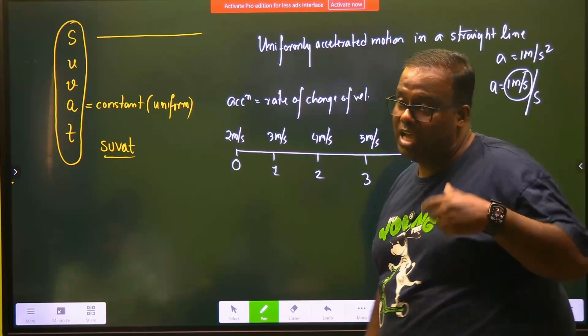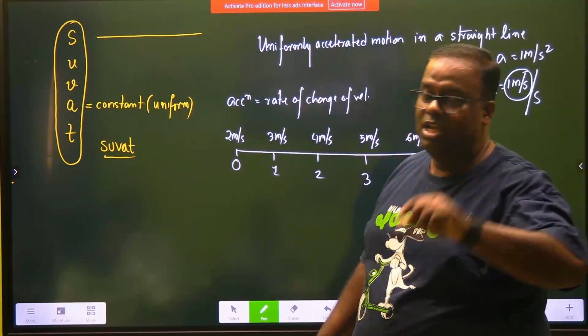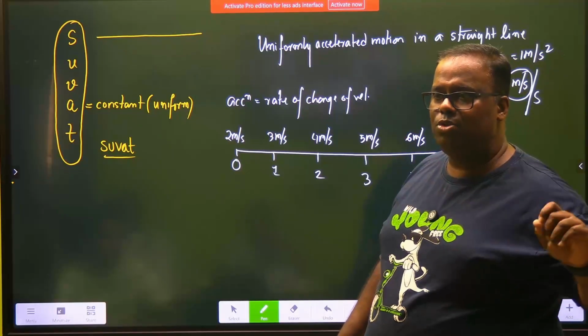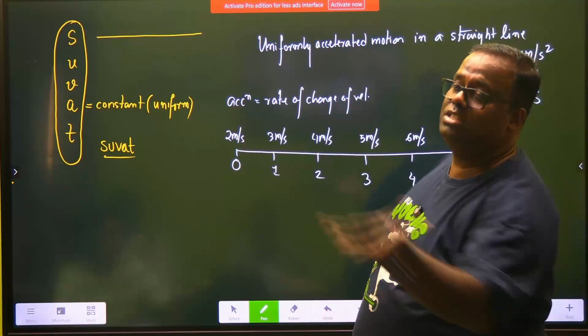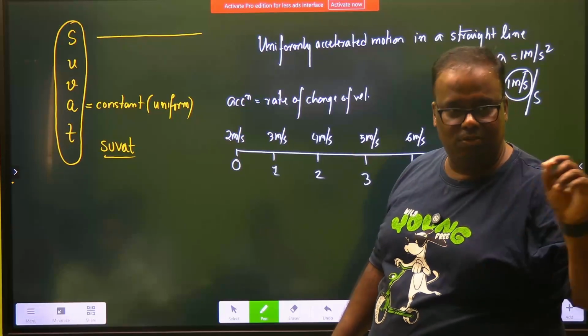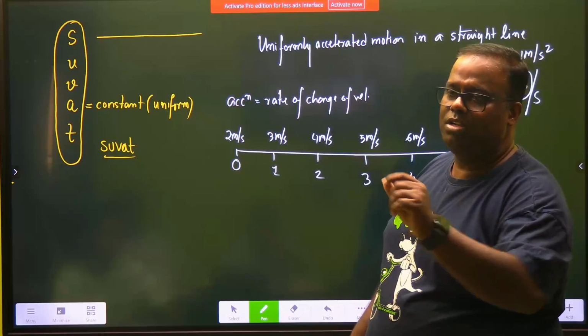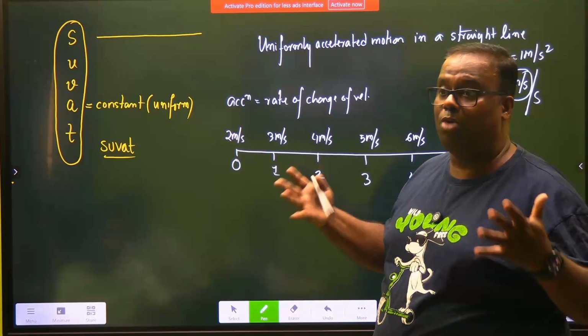If you see ads of motorcycles, very colorful ones, they'll mention something like 0 to 60 kilometer per hour in some seconds. So they're actually telling you how quick the acceleration of the motorcycle is. Under test conditions, 0 to 60 kilometer per hour in some number of seconds. That shows how powerful the engine is.